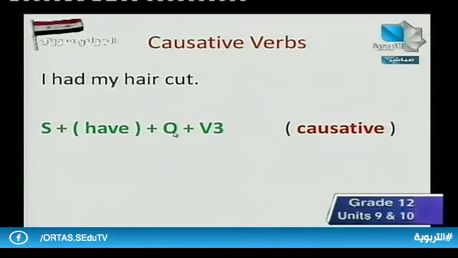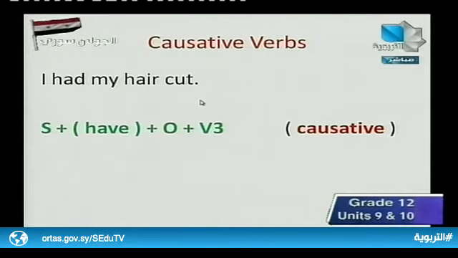Then after that, we use the object, the thing we are talking about, and we finish with the past participle. This is the main verb in the past participle. Simply speaking, dear students, when you see such a grammatical structure, you have the verb have, then the object, then the past participle. This is a causative.